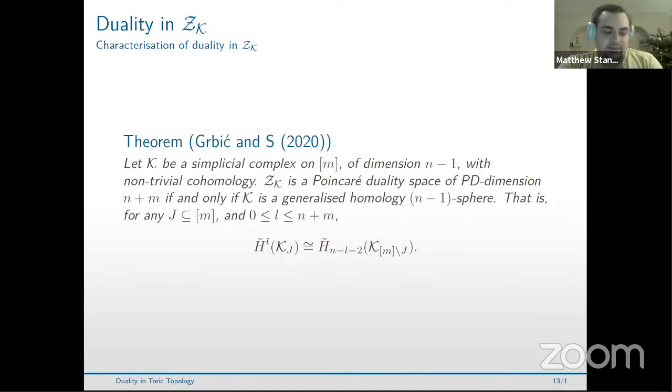Now, let me just see how I'm doing for time at the moment. Okay, given some time at the end, I'll come back to a sketch of the proof of this result, but I won't go into that now.